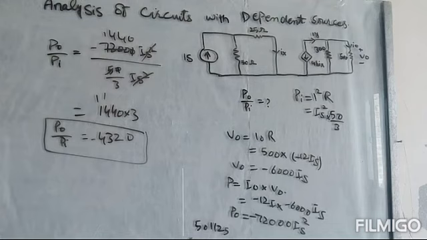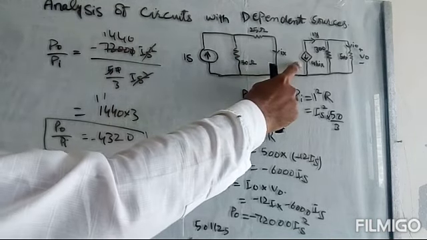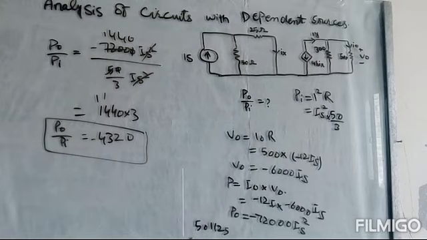So I hope now you will have understood how to solve circuits that contain dependent sources. In the next lecture we will see how to apply node voltage analysis, mesh current analysis, and Thevenin equivalent circuits to those circuits that include dependent sources in them.